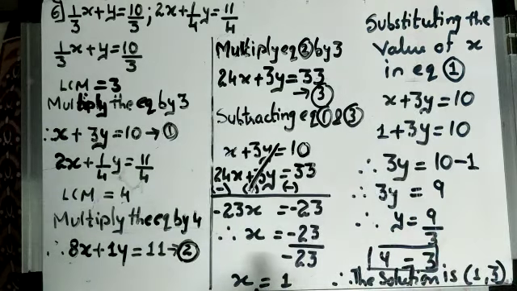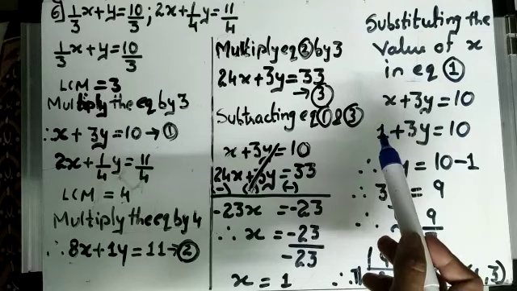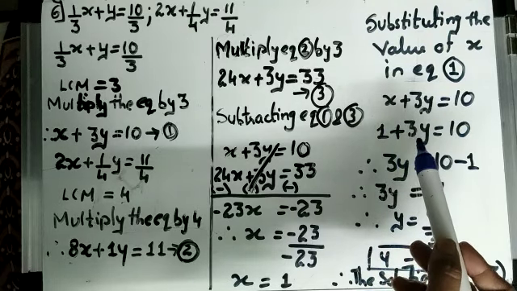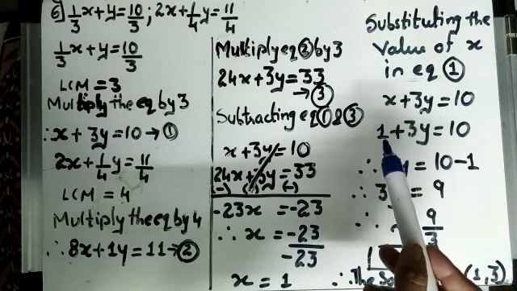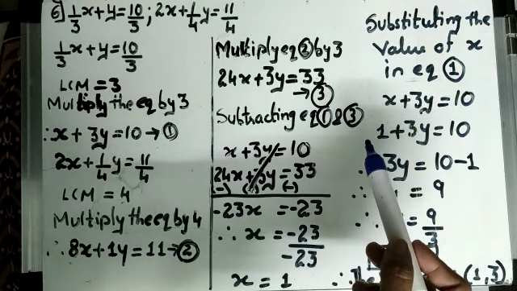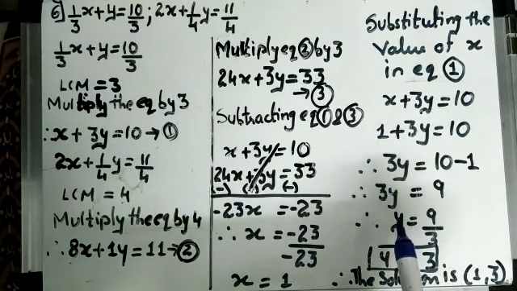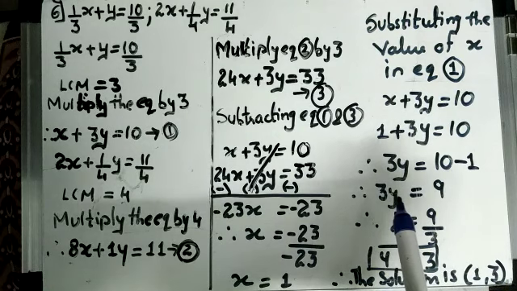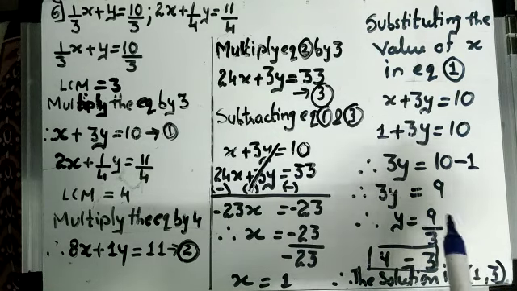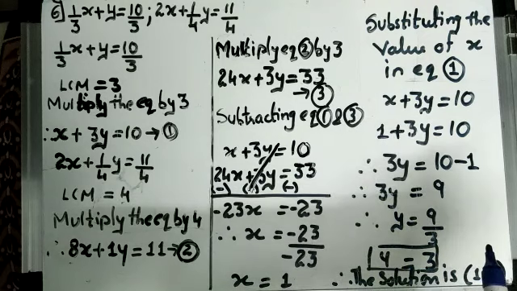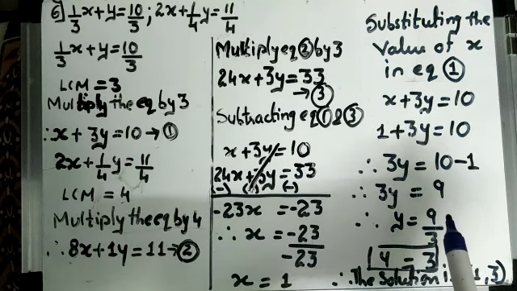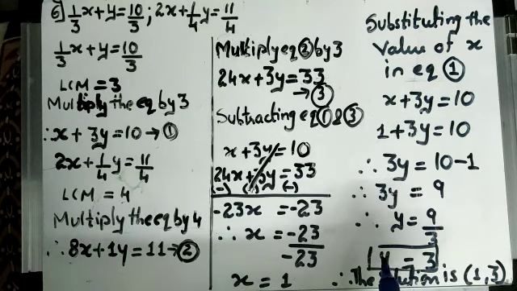I already got the value for x. I have substituted that value of x: 1 plus 3y is equal to 10. This 1 has a positive sign. When this 1 goes to that side, it will become negative. So 10 minus 1, you will get 9. Now you have to find out the value for y. This 3 will go to that side. Since here it is multiply, when it goes to that side, it will be divide. 3 ones are 3, 3 threes are 9, and you will get the value for y, that is y is equal to 3.